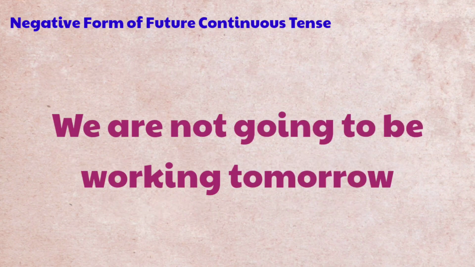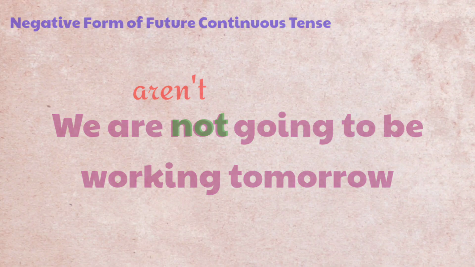We are not going to be working tomorrow. Here, for be going to be, we add not after the be verb. Here, the be verb is are. So, we add not after are. We are not going to be working tomorrow. Remember, we can also use a contraction here by saying we aren't going to be working tomorrow.